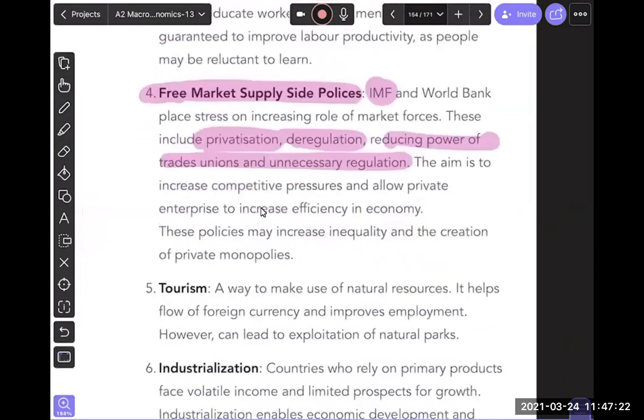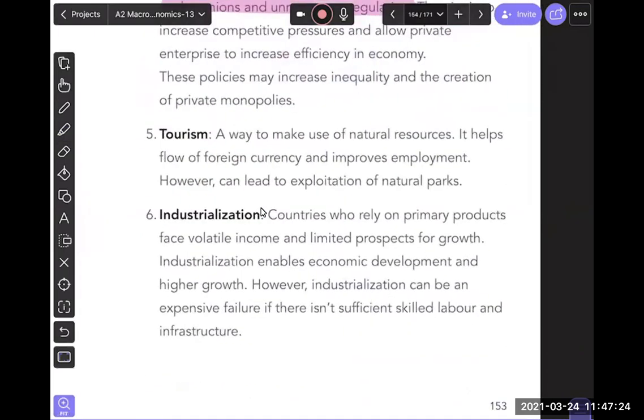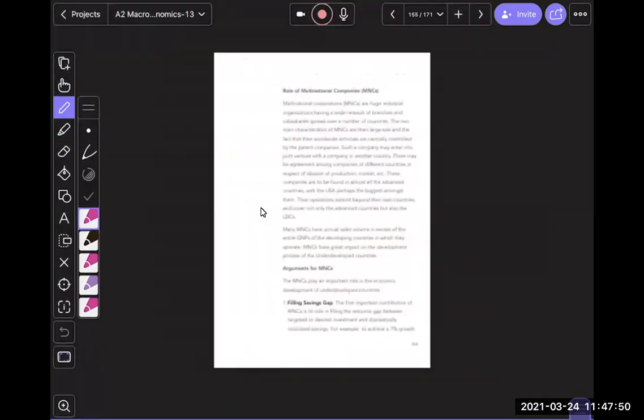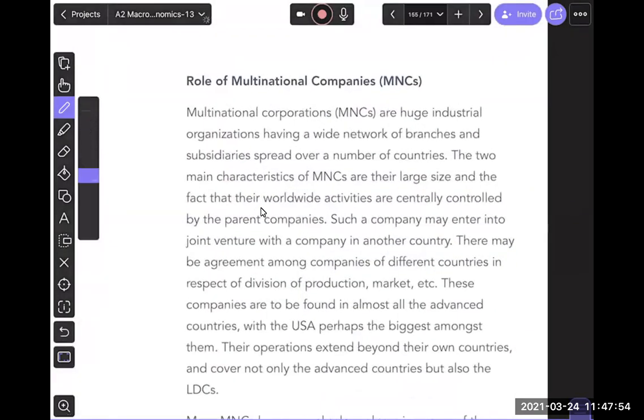Similarly, another way to promote your economic development could be through tourism, which is what Pakistan can rely upon. And lastly is industrialization, which is basically moving from agriculture to your manufacturing sector, which has a better GDP contribution. Makes sense? I'm going to skip role of multinationals. It's easy for you guys to go ahead and read it.